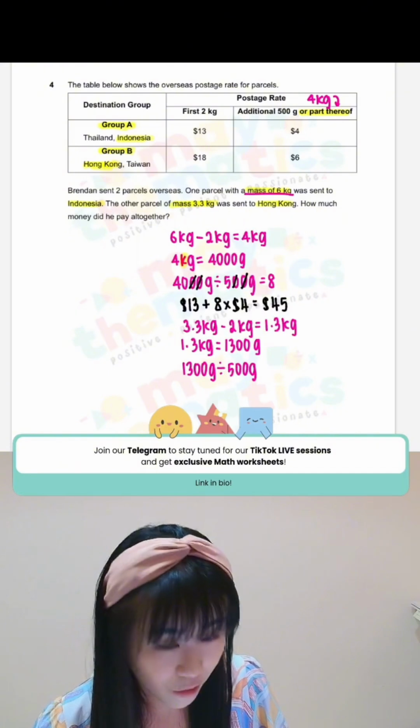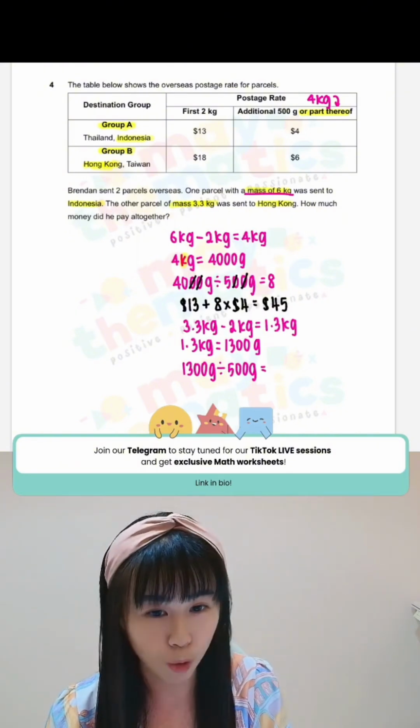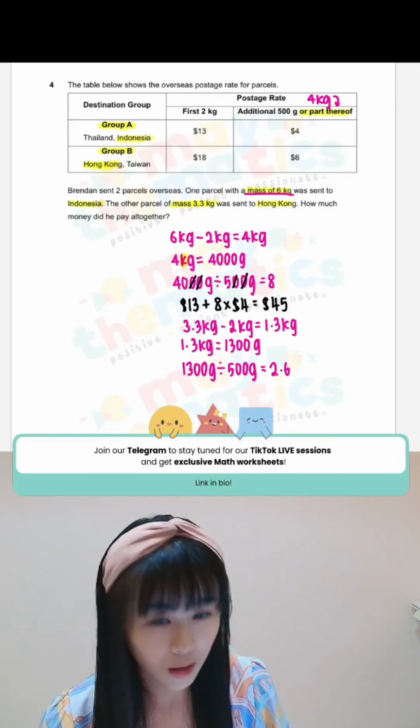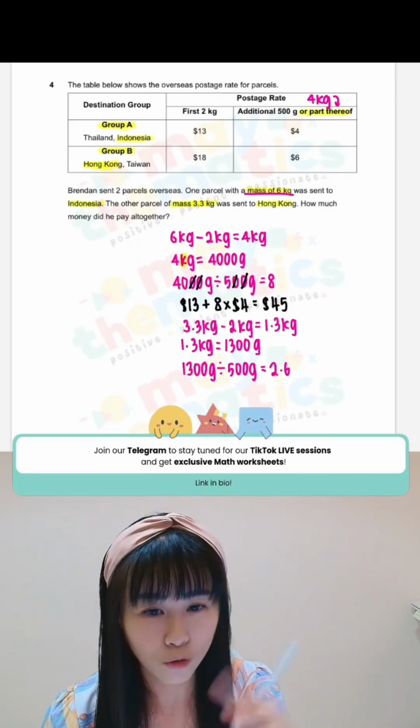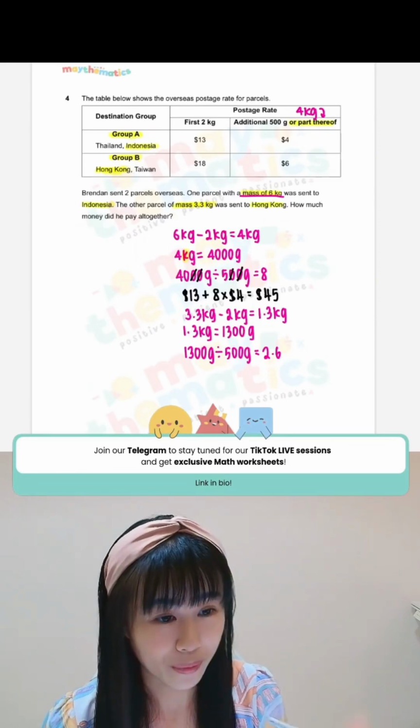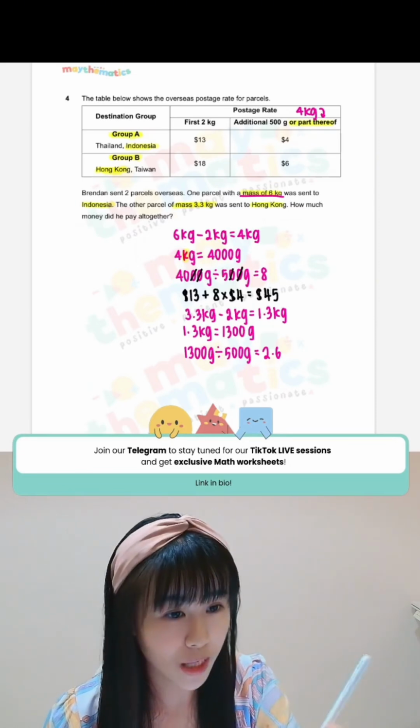Now, let's say it's a paper 2 question, you're going to get 2.6. Are you going to round up or down? Round up. Yes. Someone says 2 remainder 300 gram. Very good.